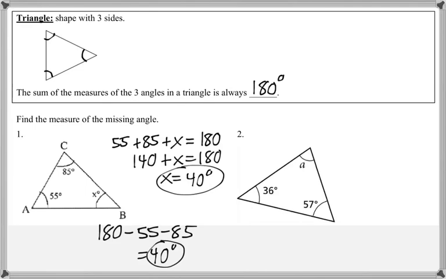Question number 2 is very similar. Our two angles this time are 57 and 36. So if we take 180 minus 36 minus 57, then we get 87 degrees. So A is equal to 87 degrees.